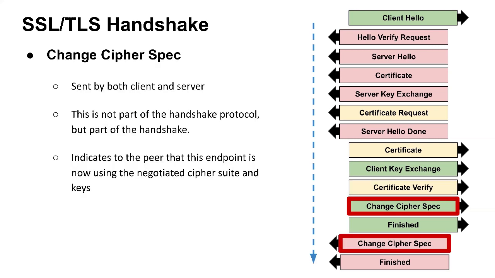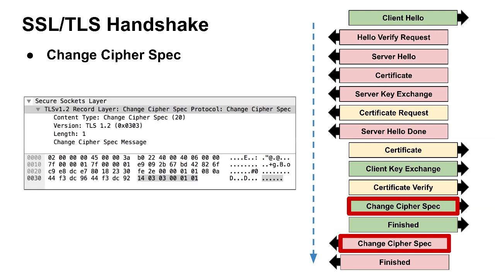The change cipher spec message is sent both by the client and the server. It's not part of the handshake protocol. If you remember, this is a separate sub-protocol from handshake, but it still happens as part of the handshake process. It indicates to either side of the connection that the connection is now going to switch over and use the newly negotiated cipher suite and keys. It's a very simple message in Wireshark.